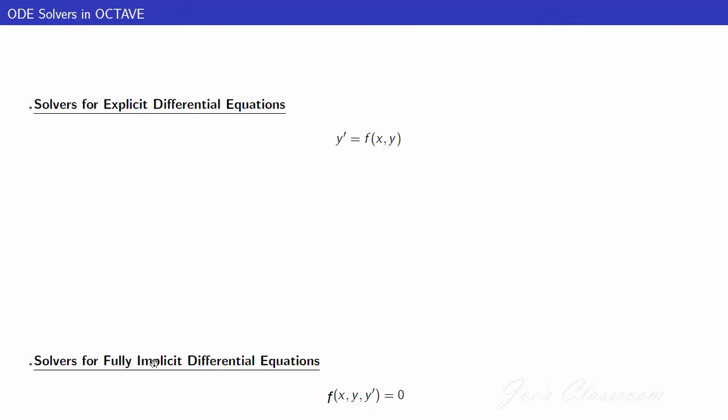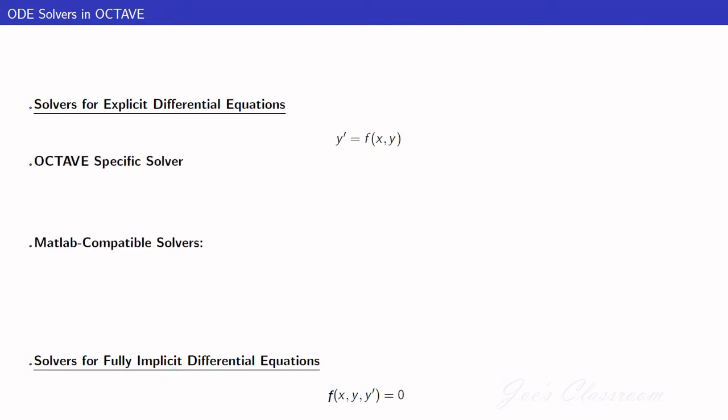There is another class of differential equations in which this differential term, y dash or dy by dx or dy by dt, anyhow the first order differential term, will not be able to be separated from that equation, and those equations we can represent as f of x comma y comma y dash is equal to 0. So those equations are fully implicit differential equations. Octave has got solvers to solve both the explicit and implicit differential equations.